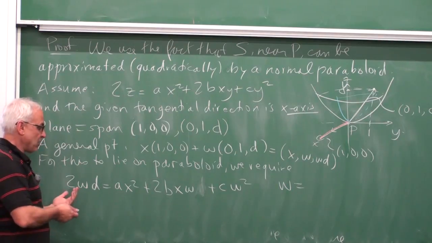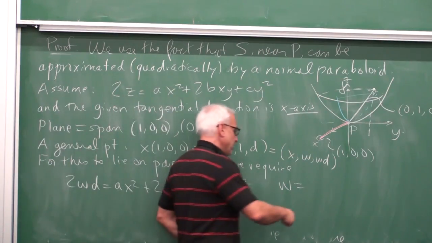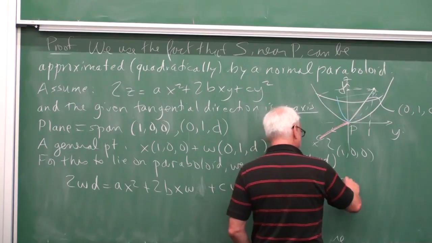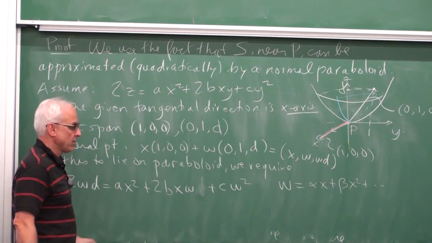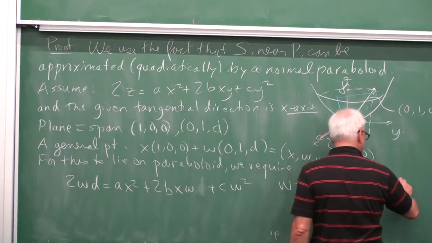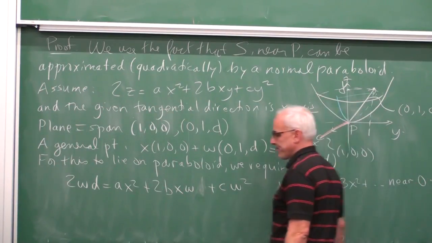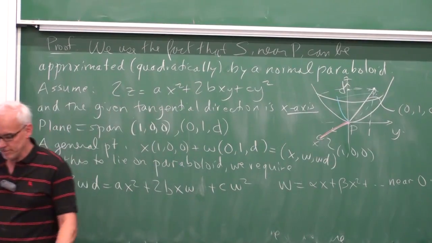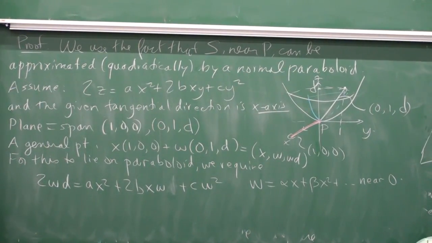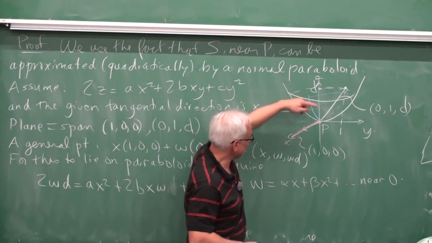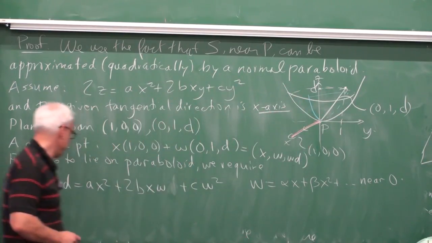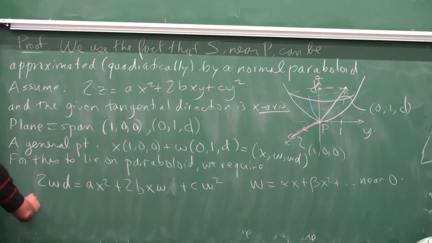So w is a function of x, so we'll write it out as a series, maybe alpha times x plus beta times x squared plus some higher terms, near zero. So we have to plug that in here and see what alpha and beta are to give the relationship between x and w, which will guarantee that that slice actually lies on the paraboloid. All right, so if we do that, what do we get?